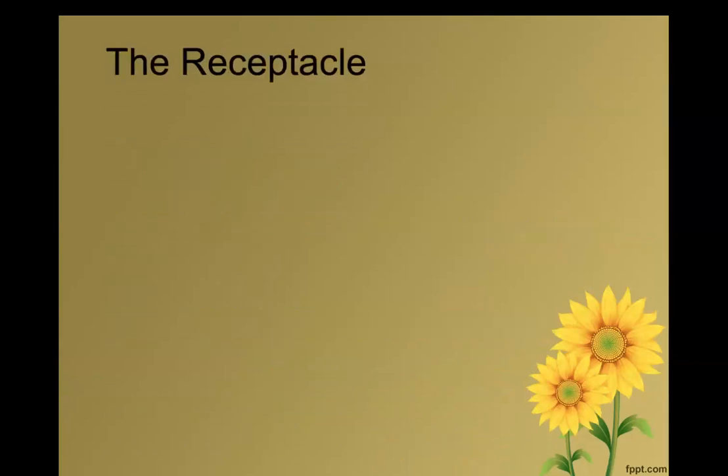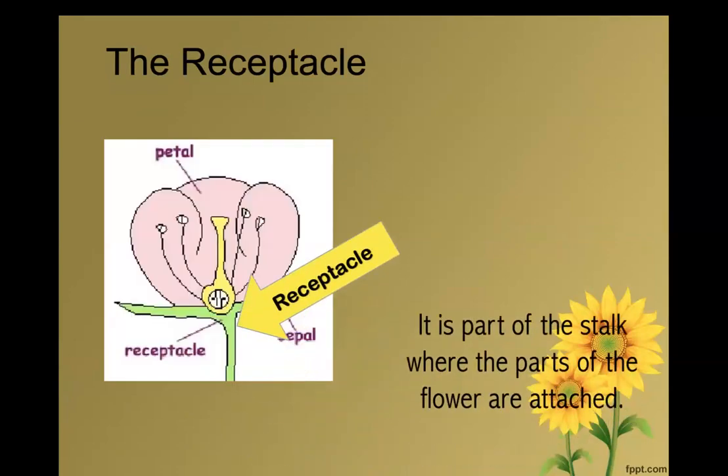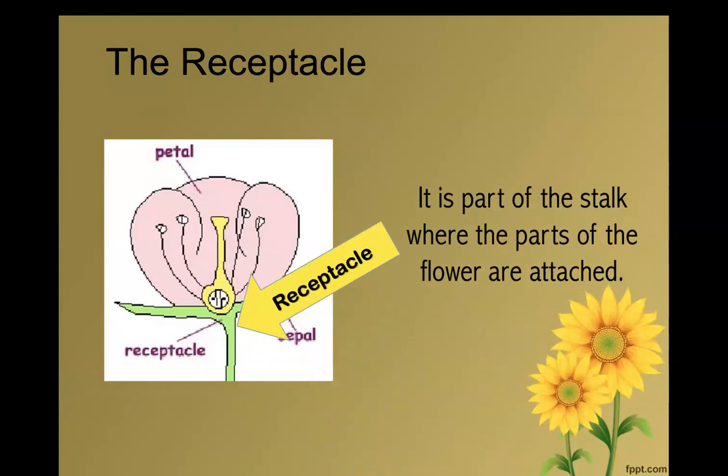After that, we have the receptacle. The receptacle is the part of the stalk where the parts of the flower are attached. It holds the whole flower. So from the stalk, it will go up to the receptacle.